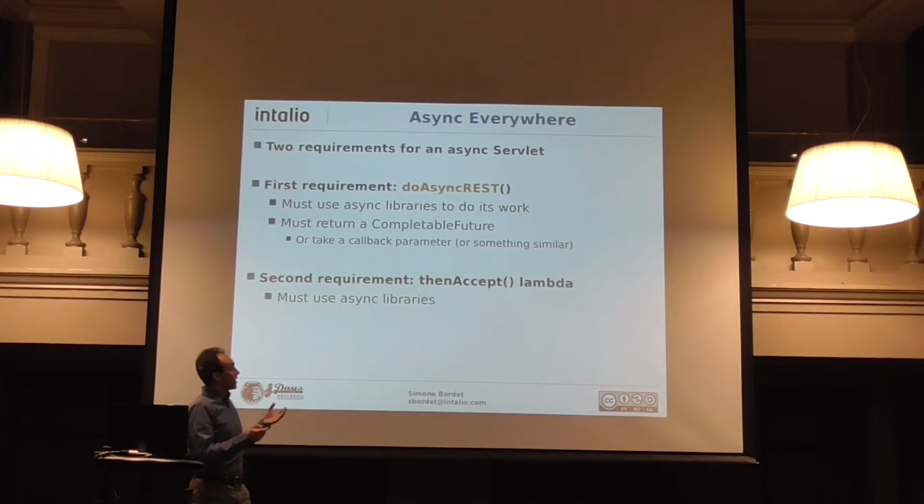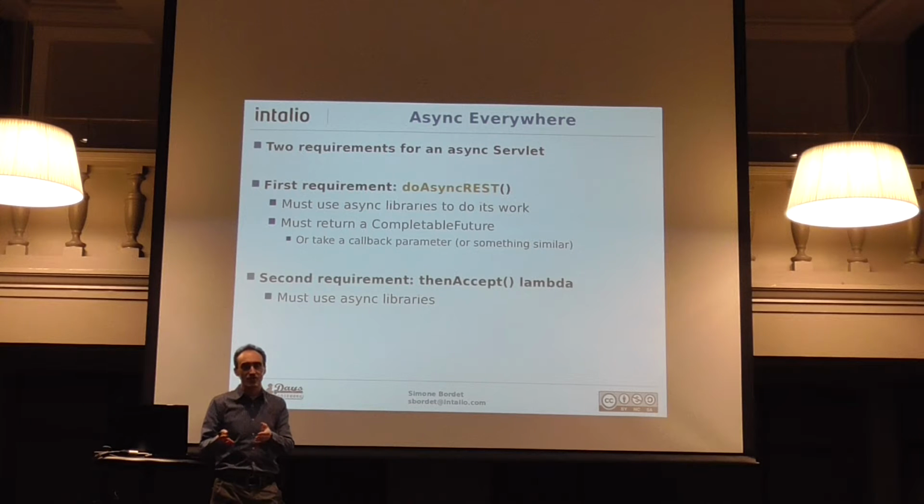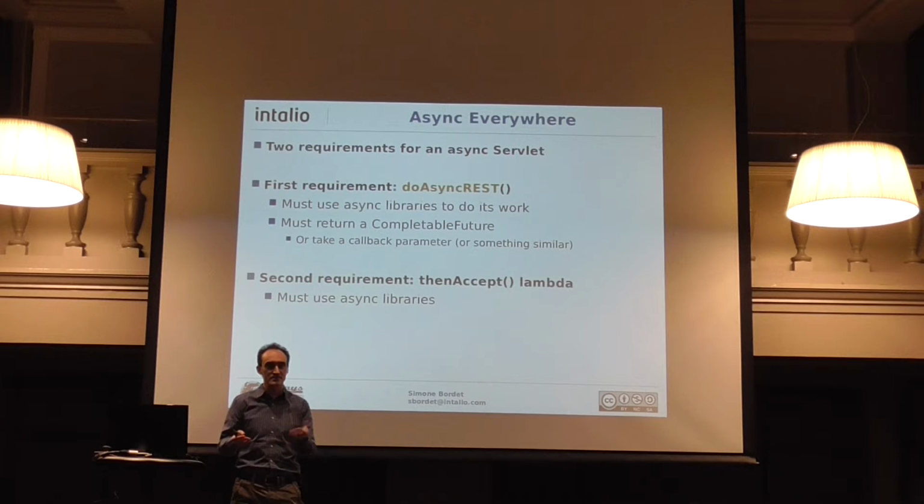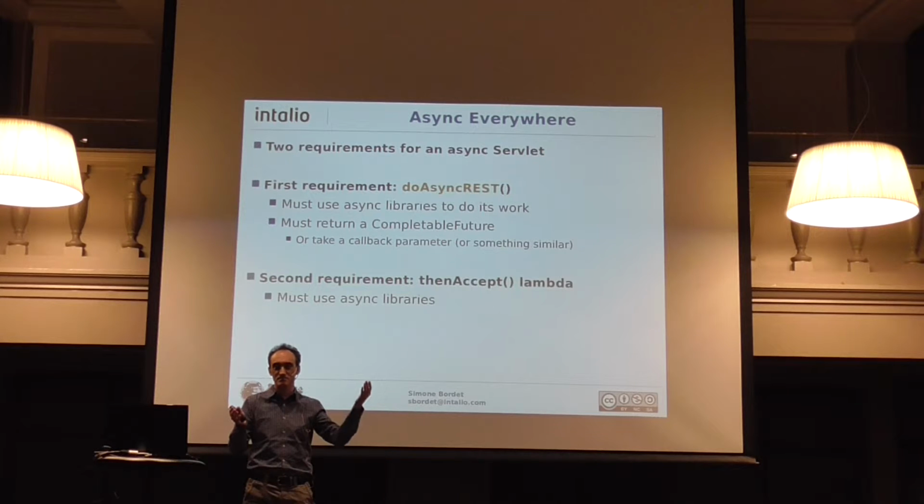Okay, so there are two requirements for this code to actually work fine. The first one is that doAsyncRest must not block. It must be a truly asynchronous call, otherwise there's no point, right? If this method makes a blocking call, even if you spawn a new thread, what happens is that the request thread that enters returns immediately, but then you have another thread that is blocked there. So you just move the problem to a different thread. Not a big solution.